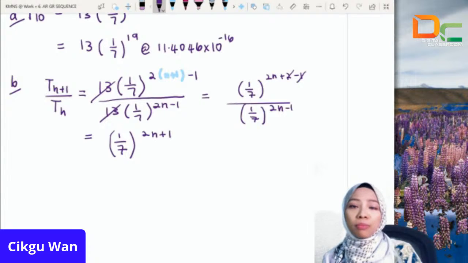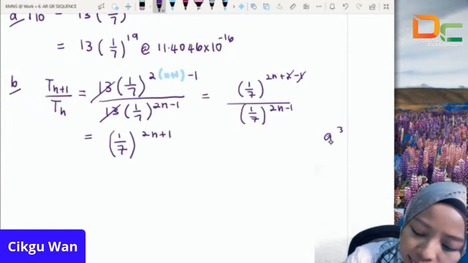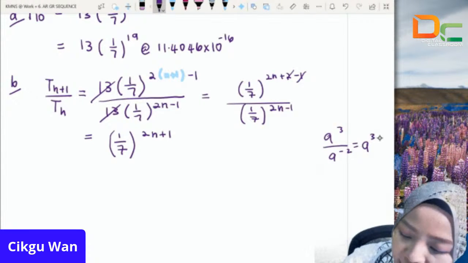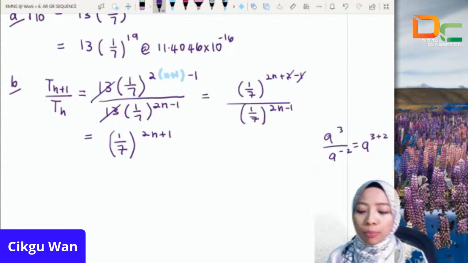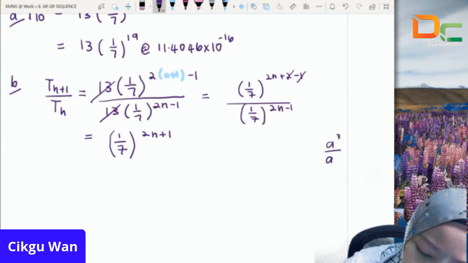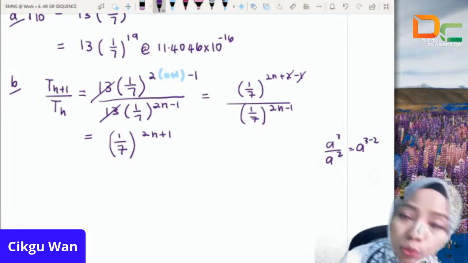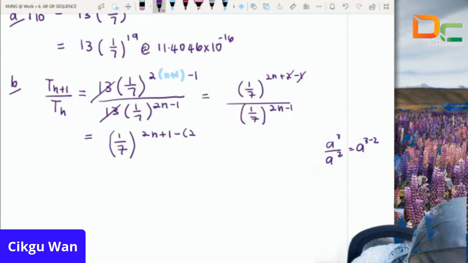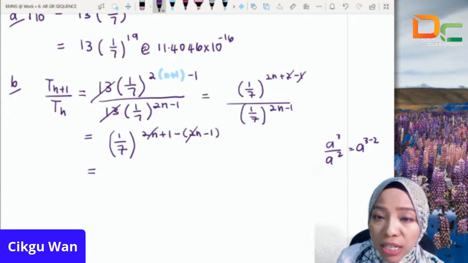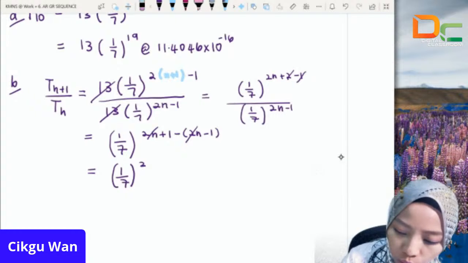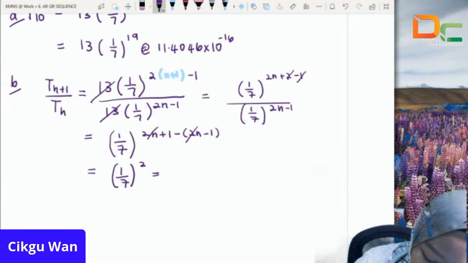So index. Ni index. A3 bahagi dengan A negatif 2. Apa you buat? So dia jadi A3 negatif bawa naik jadi positif. Betul tak? Ataupun kalau A3 per A2. So dia akan jadi A3 tolak 2. That's what I'm gonna apply for that. Okay, so minus. Dan jangan lupa bracket 2n minus 1. Okay, 2n cancel. 1 plus 1, 2. So 1 over 7 to the power of 2. Okay, so basically we get this is 1 over 49.